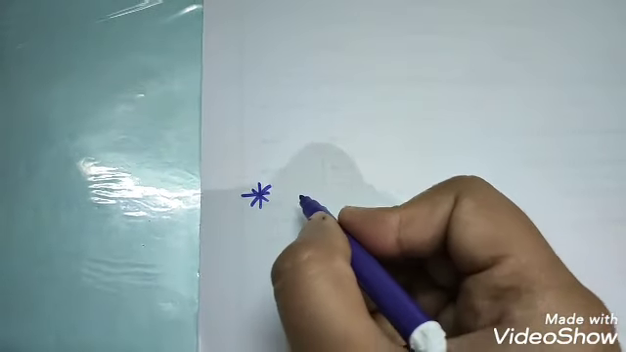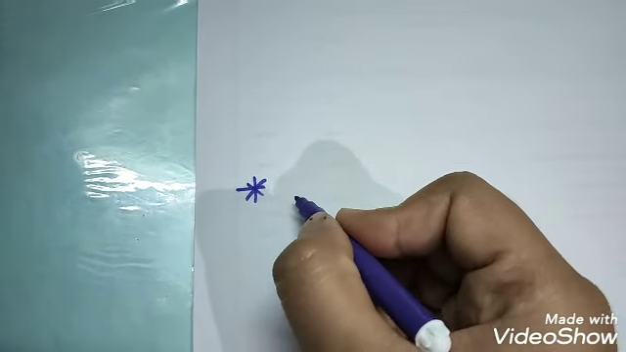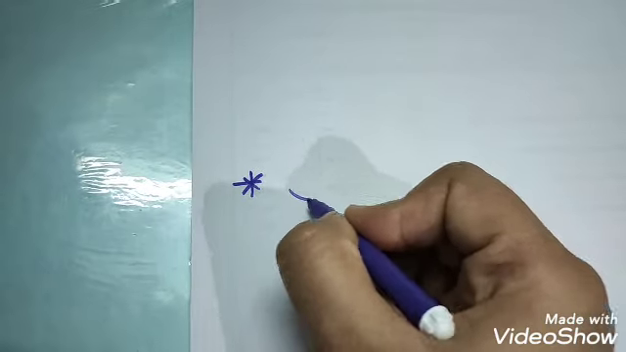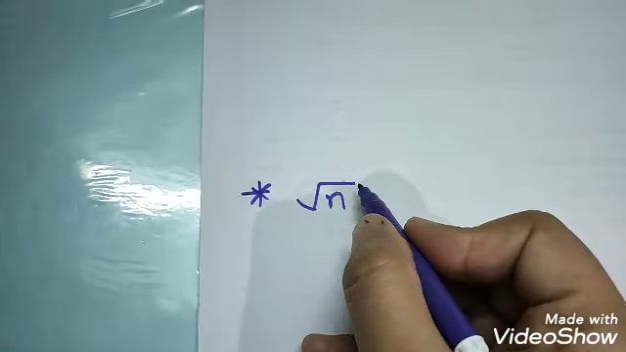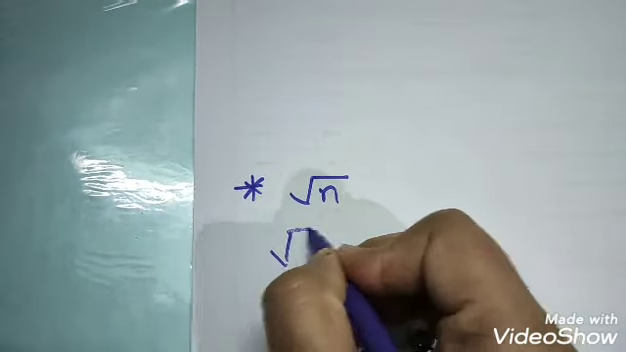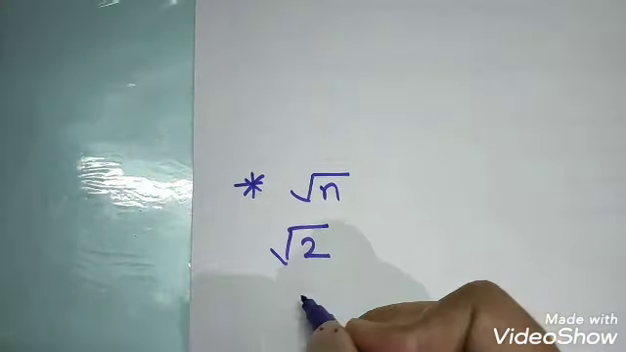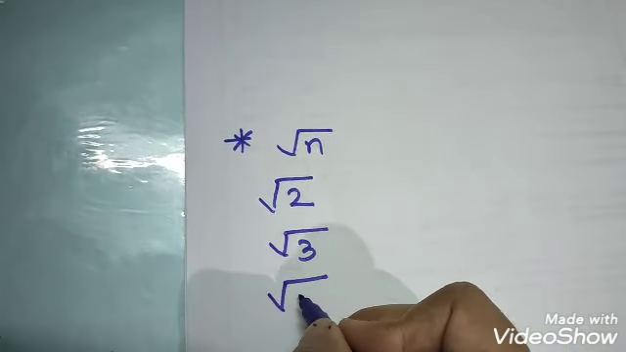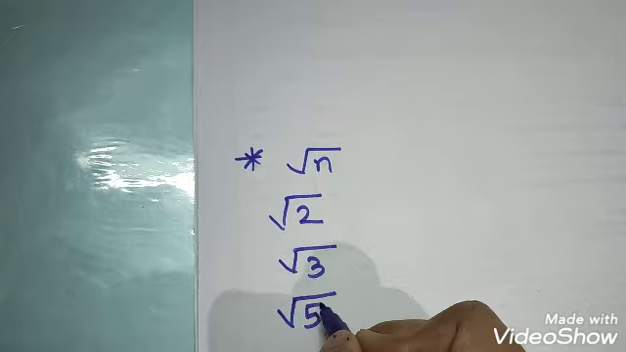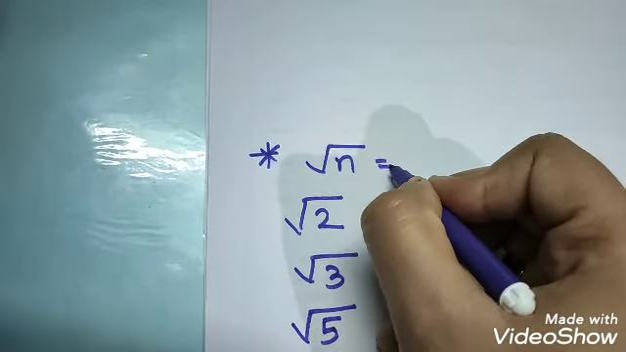One more thing you should know. Look, you have studied this. This is called square root of n. You have square root of 2, square root of 3, and square root of 5. Now look what I am trying to say.